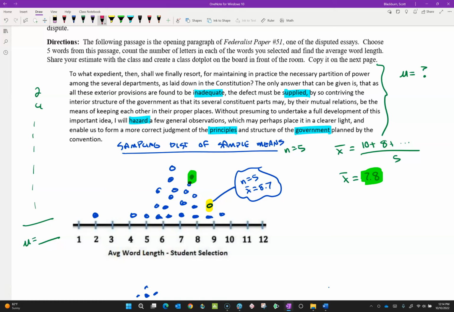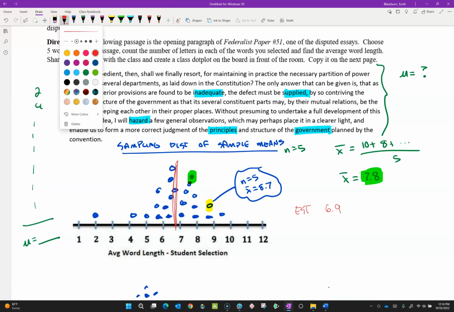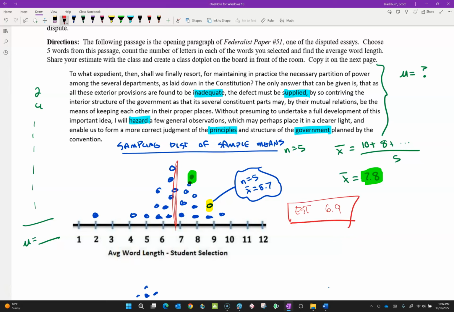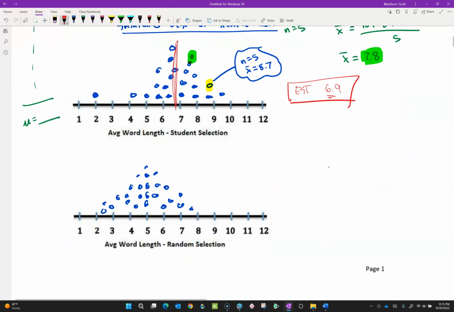And so I'd ask the class, what's the overall average you would think? And most people say we'd want the middle of this distribution, maybe the mean of our means. And maybe we would guess right around 6.8 or 6.9. Maybe our estimate would be 6.9. Okay? That would be our best guess. So then the question is, is that a good guess? Do you think the average word length in this passage is pretty close to 6.9? So maybe you can pause the video and think about that.